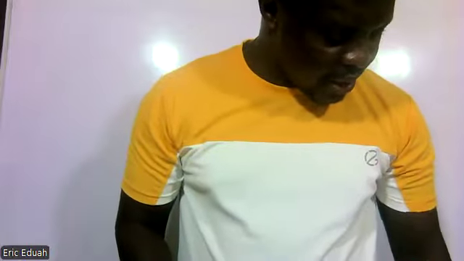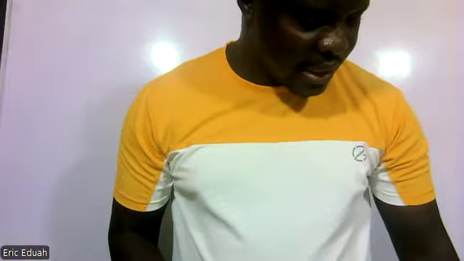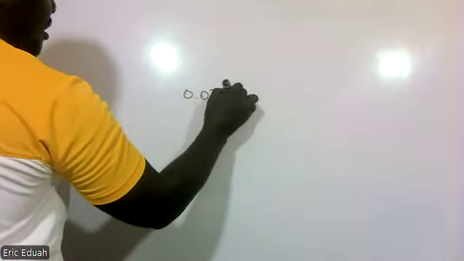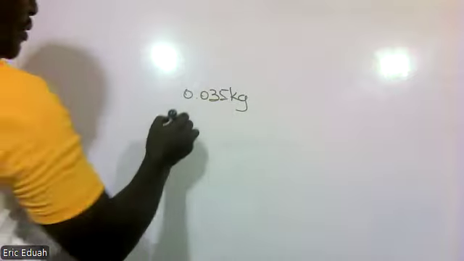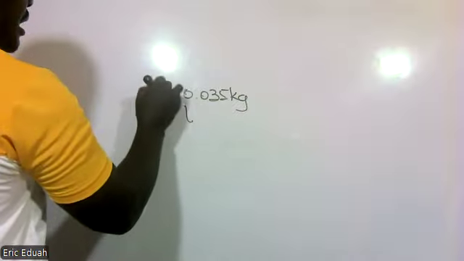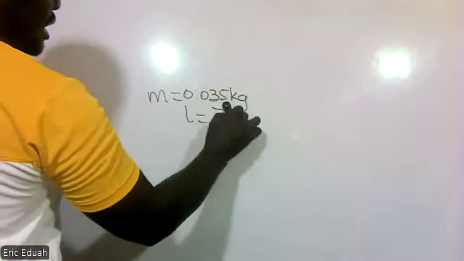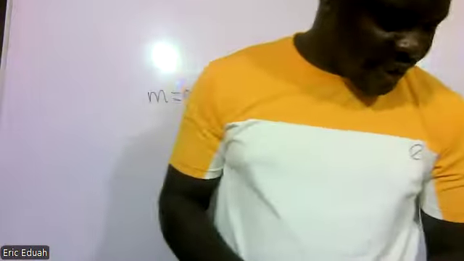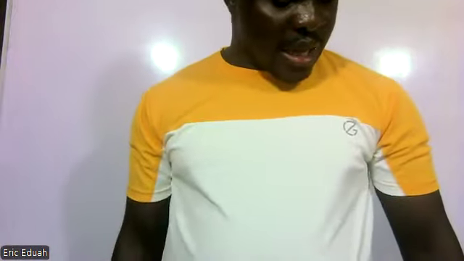A string of 7-meter length has a mass of 0.035 kilogram. So the mass is 0.035 kilogram. The length of the string is 7 meters.